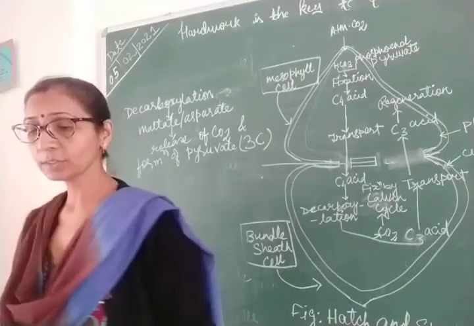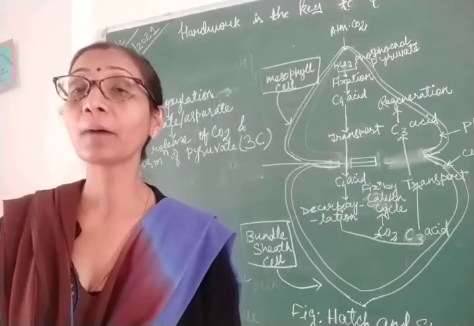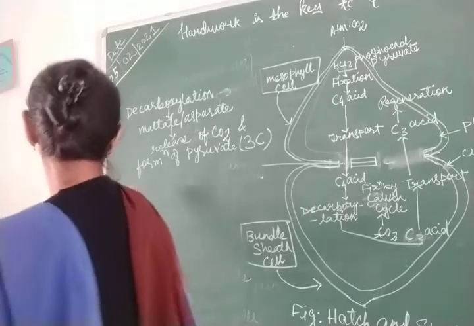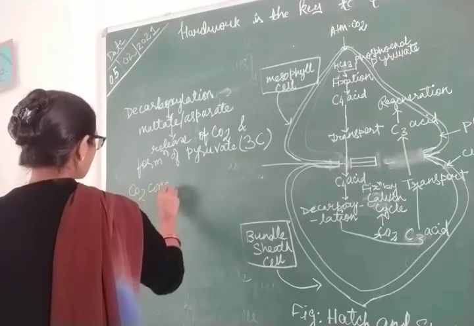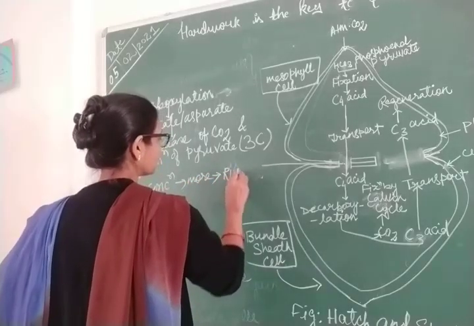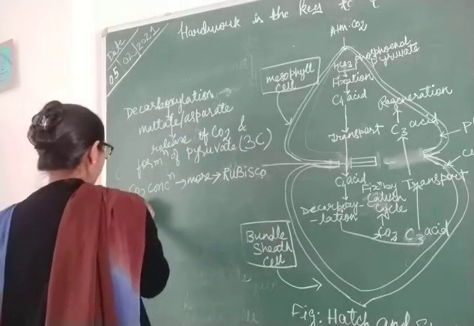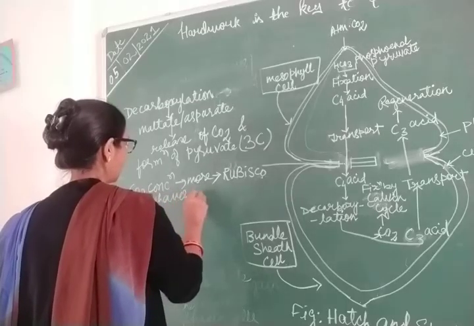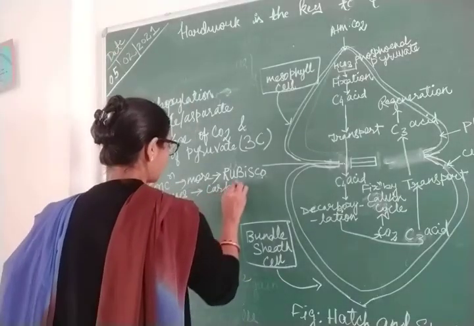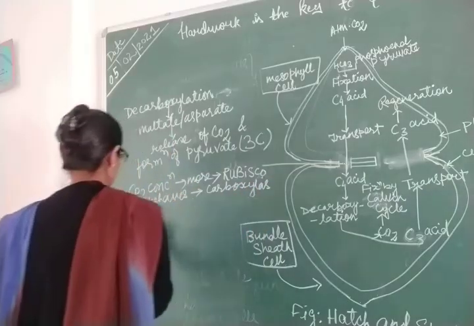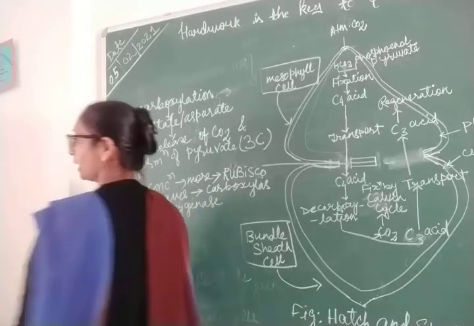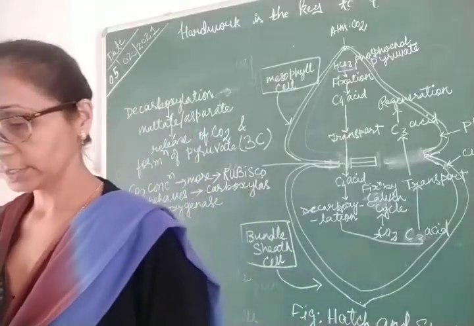When the concentration of carbon dioxide is more, then rubisco behaves like a carboxylase and not an oxygenase.